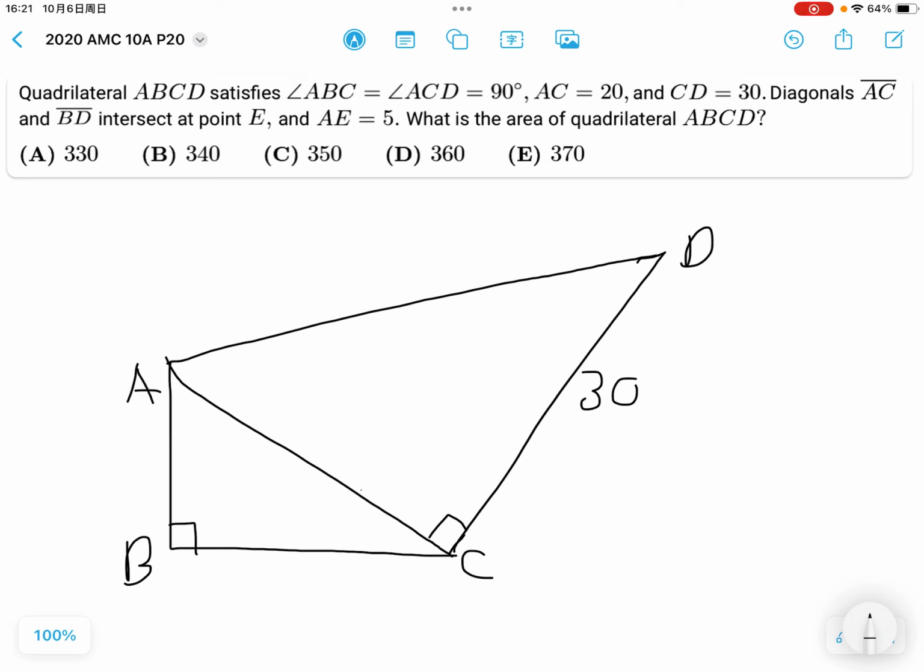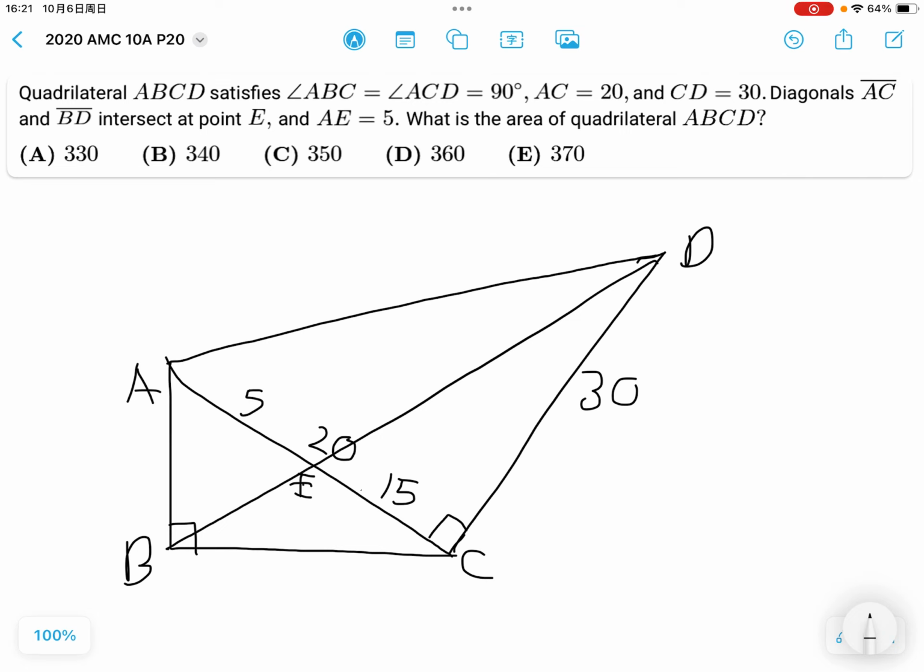Now we also know that AC is 20, and BD and AC intersect at point E. And this is 5 and this is 15. Now this graph is clearly not accurate, but it's okay. We can use math to even out the inaccuracy in our graph. I mean, graphs are usually inaccurate anyways. So what is the area of quadrilateral ABCD?